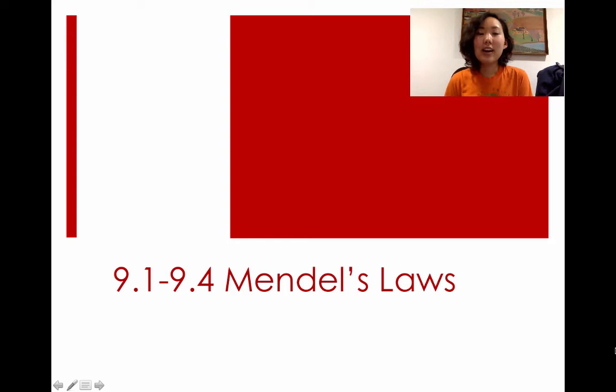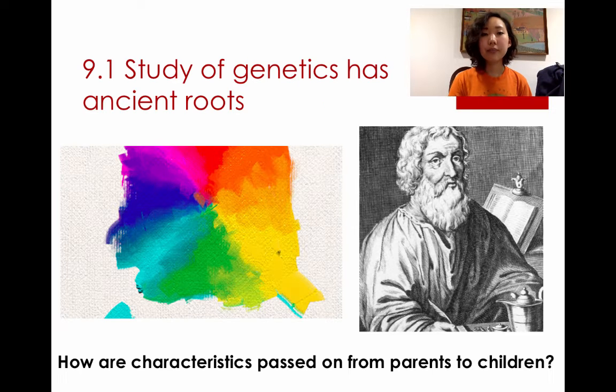Hi everyone. We just finished chapter 8 talking about reproduction and how cells divide. And so we're going to extend that and move from how to create cells to how parents share their characteristics and their genes with their children. And so we're going to be studying inheritance.